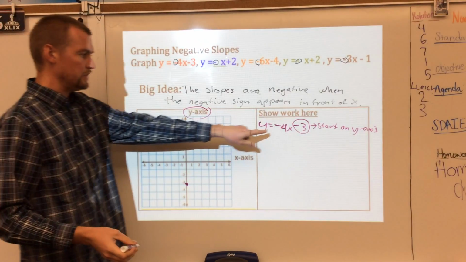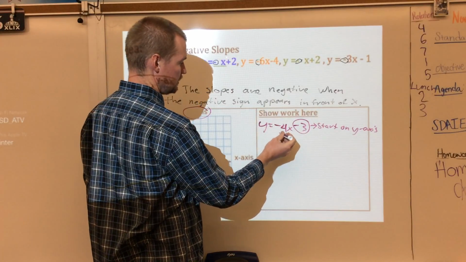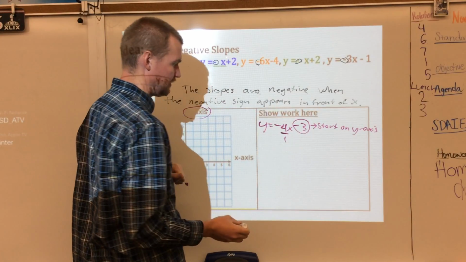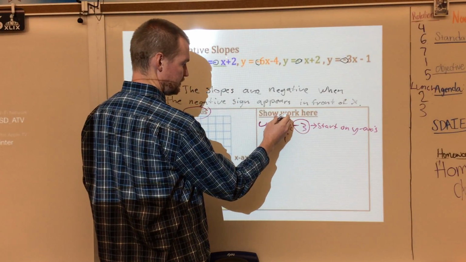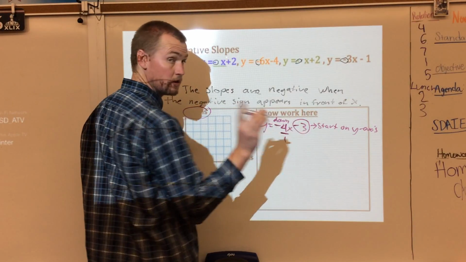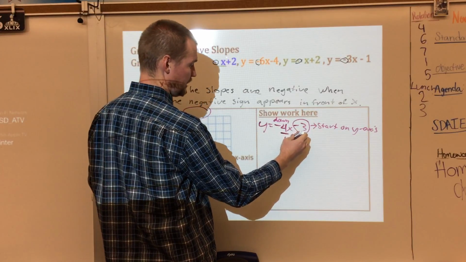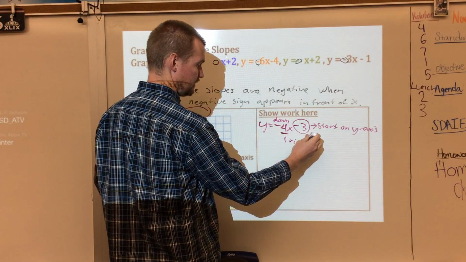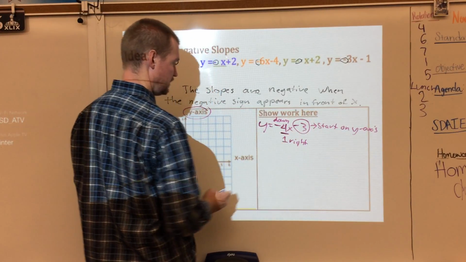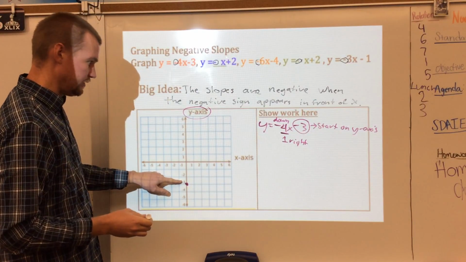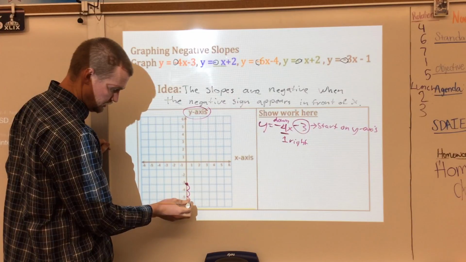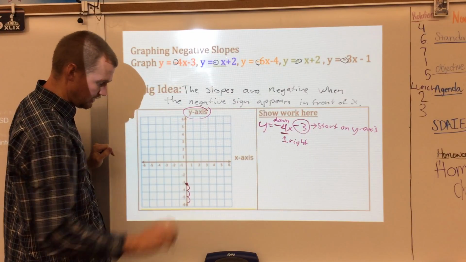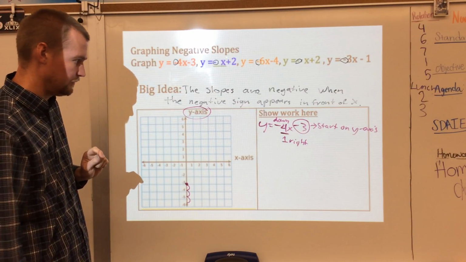Then the negative 4, we have to turn this into a fraction to have a slope, is going to be over positive 1. So negative means down, and positive on the bottom means right. So we're going to go down and right. So that's a 1. We're going to go down 4. So we got 1, 2, 3, and I'm running out of places. So we have to do something else.